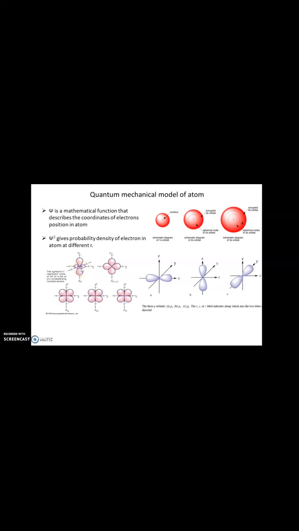So questions can come. What are the shapes? Write and draw the shapes of s, p, and d orbitals. So here you have to draw all the shapes.